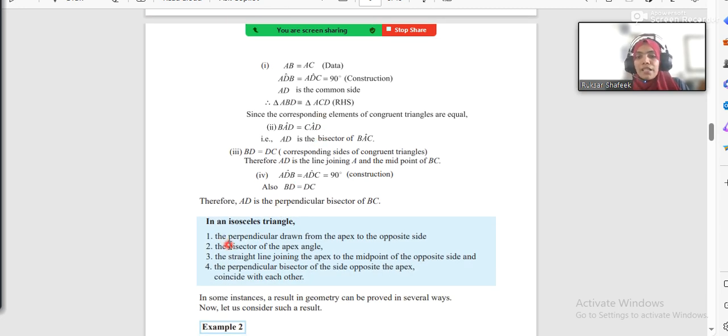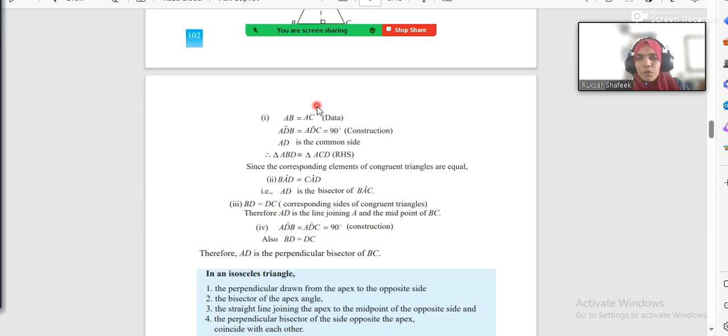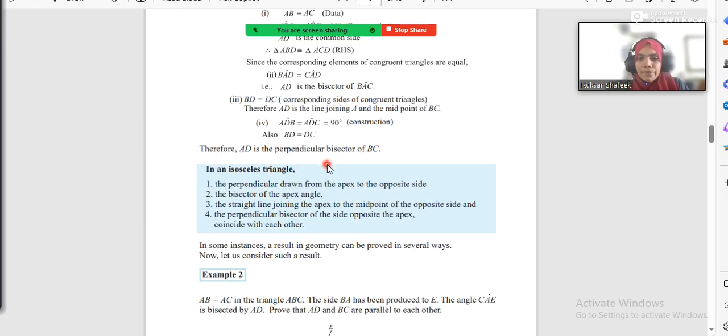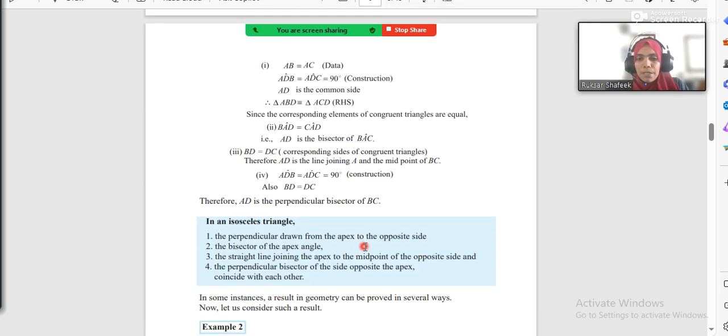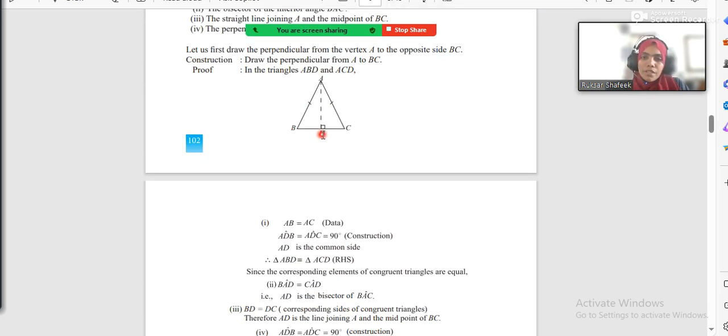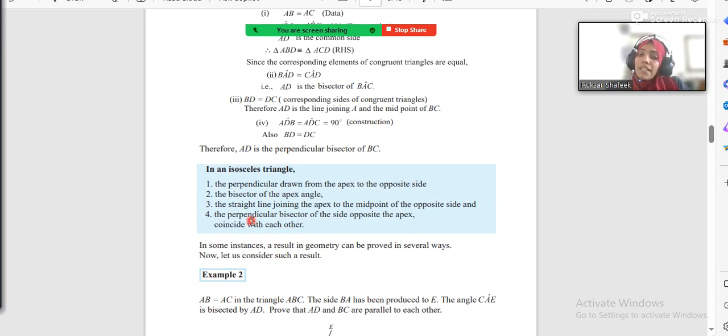Okay. The second one, the bisector of the apex angle. That's the same thing. The straight line joining the apex to the midpoint of the opposite side. This is the straight line that's joining the apex to the midpoint of the opposite side. Basically, this D is the midpoint of BC. And the perpendicular bisector of the side opposite the apex.